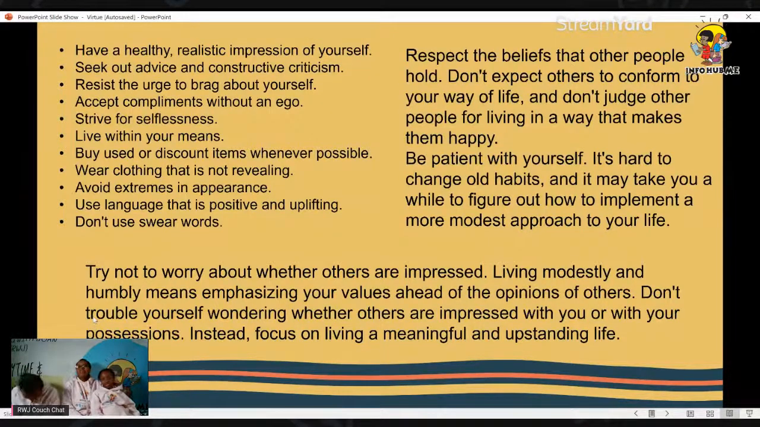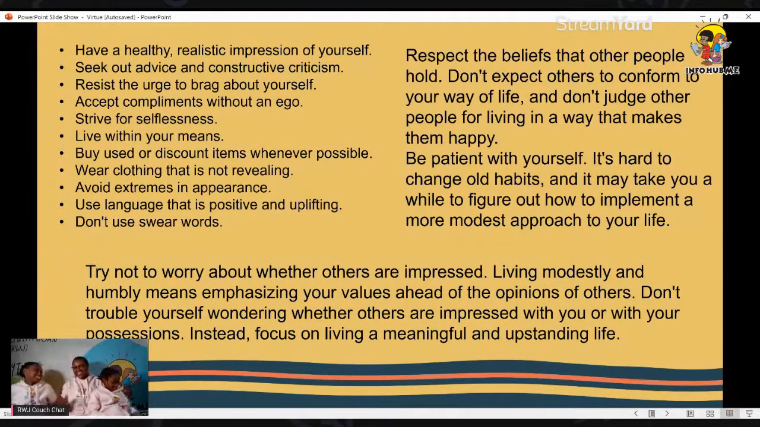So, Big J, can you read the first one? Respect the beliefs that other people hold. Don't expect others to conform to your way of life, and don't judge other people for living in a way that makes them happy. Okay, so what does that mean? Don't try to get everyone on your side. Don't try to change people from being who they are.